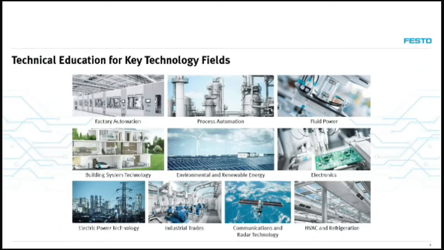What are the technology fields we touch in Festo Didactic? First, we do factory automation, then process automation, fluid power, building system technologies, environmental and renewable energy, electronics, electric power technology, industrial trades, communication and radar technology, and HVAC and refrigeration. So as you see, we cover a lot of areas and we can provide a lot of equipment for several technologies.